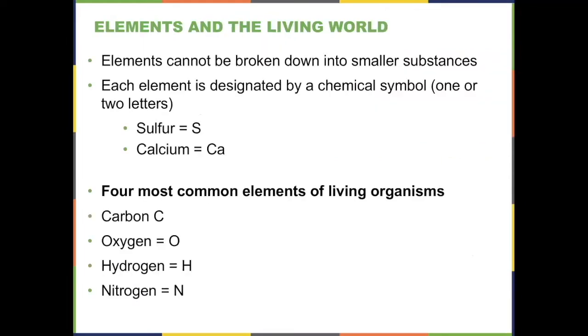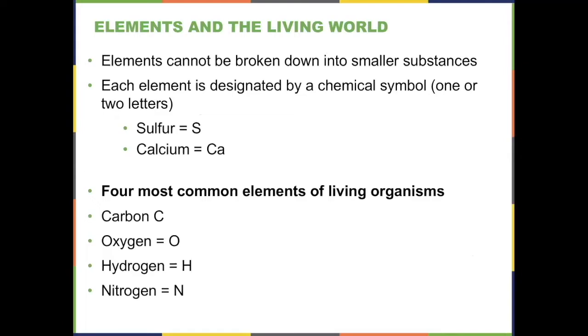So again, these elements cannot be broken down into smaller substances, and each one has a name and is designated by a specific chemical symbol that is 1 to 2 letters. So for example, sulfur, the shorthand way that we write that is with the letter S. Calcium, the shorthand way we write that is with the letters C and A.